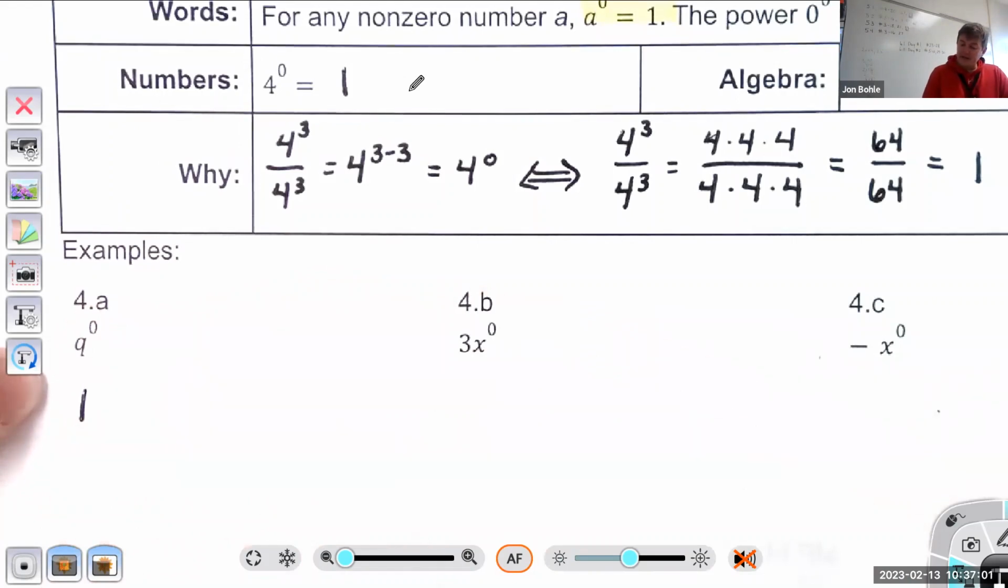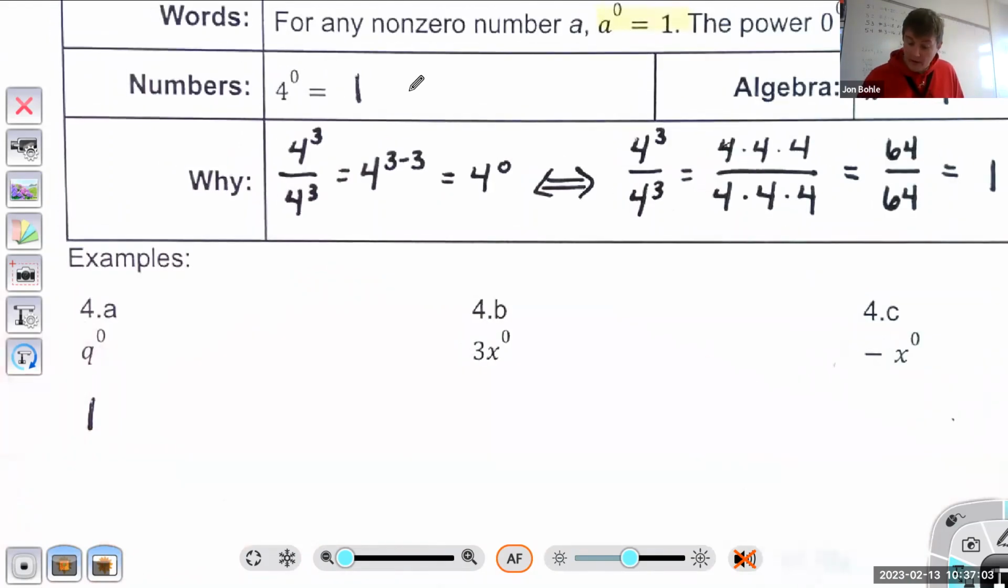Okay, what about 3x to the 0 power? Now, my guess is based on everything that I've just explained to everybody here, is that you are going to want to say 1. And it's not. So this is where 0 exponents and negative exponents that we'll deal with in a little bit are going to differ from each other a little bit. Is what you want to keep track of is this.